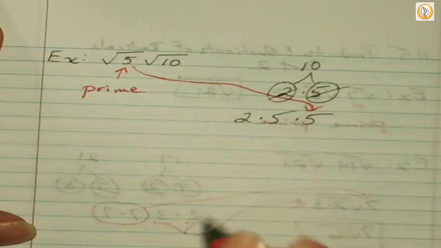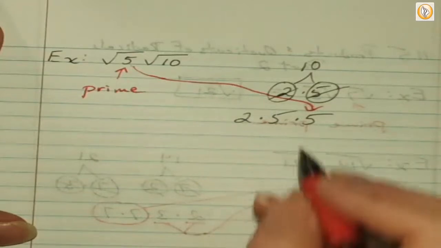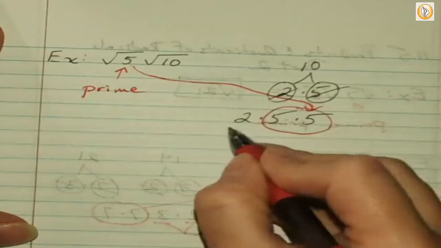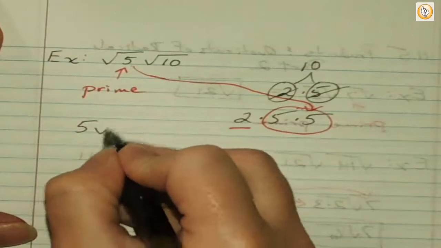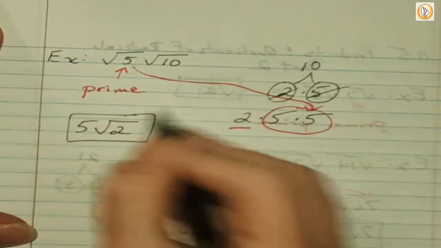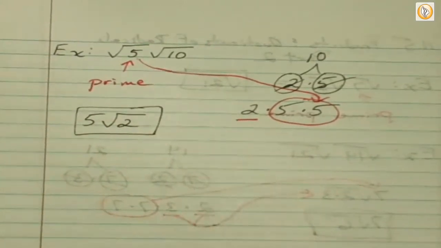Now, Kelly, what do I circle? The 2 5s. So what goes on the outside? The 5. And then on the inside, the 2. There you go. All right. Any questions?